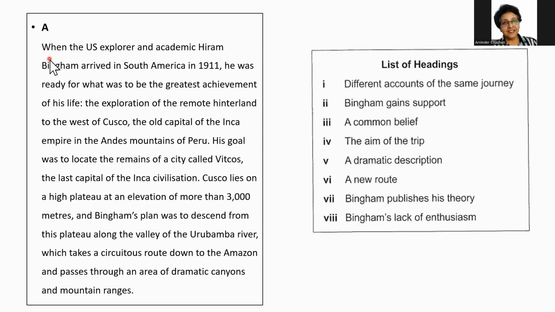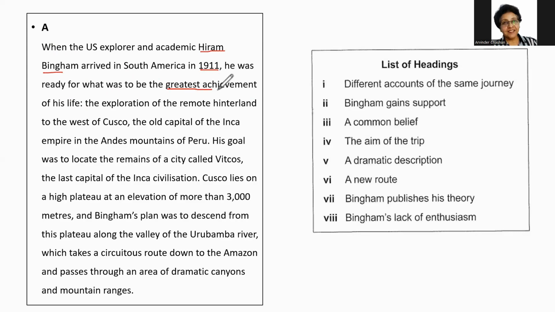Let's go through the paragraph now. It says: when the US explorer and academic Hiram Bingham arrived in South America in 1911, he was ready for what was to be the greatest achievement of his life. So here they are talking about this person, Hiram Bingham. Who was he? He was a US explorer, and he came here in 1911.